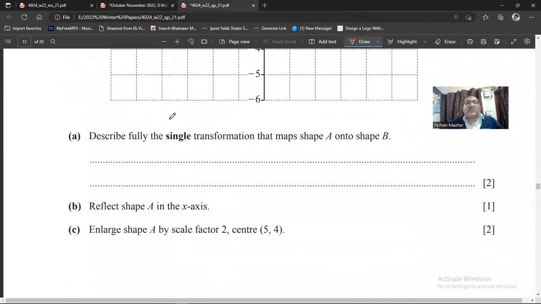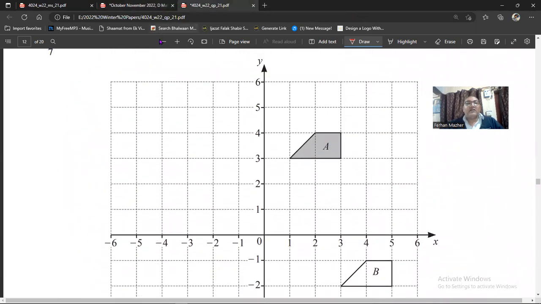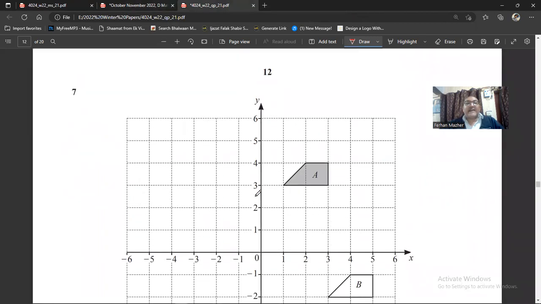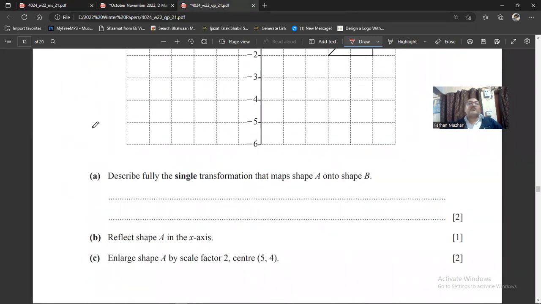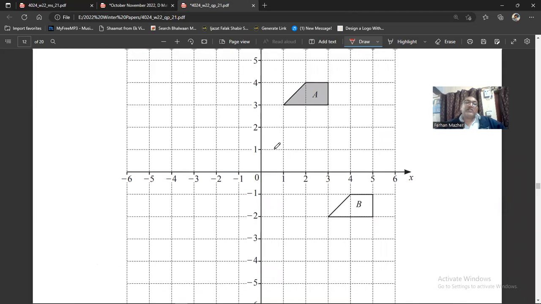The next question is describe. So here we have A and B. This is question number 7. And in its A part, he says, describe fully the single transformation that maps the shape A onto the shape B. You see the orientation, the size of this figure has not changed. So definitely this is a translation. And this A has been mapped onto shape B.